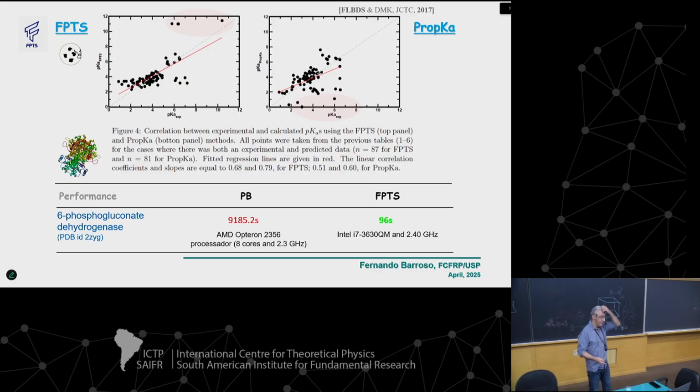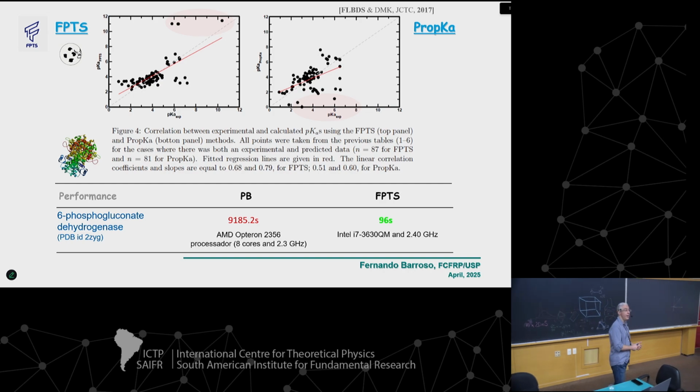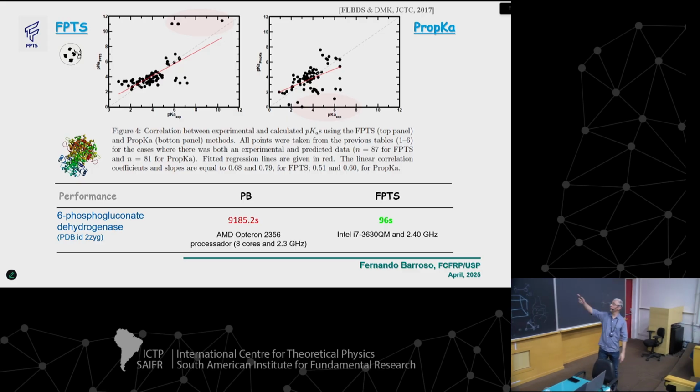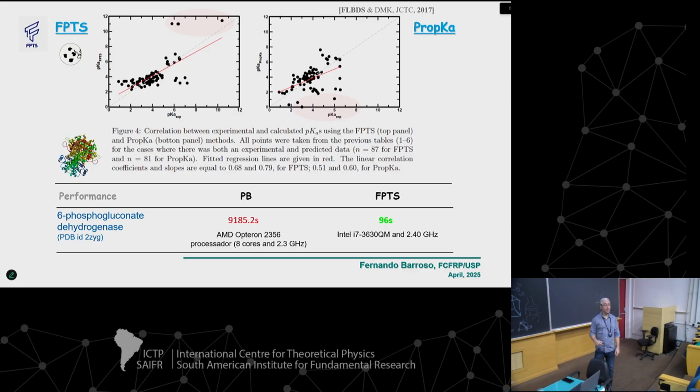Another advantage is the fact that the simulation is quite fast. So if I compare FPTS with Poisson-Boltzmann, you can see that we are orders of magnitude quicker for a larger protein such as this one that you can see in this PDB file. The CPUs were more or less equivalent, and we are talking about 2 orders of magnitude in terms of CPU performance.